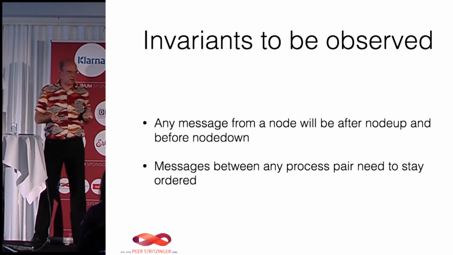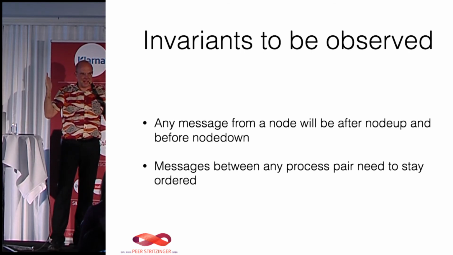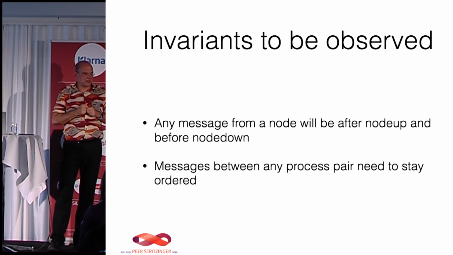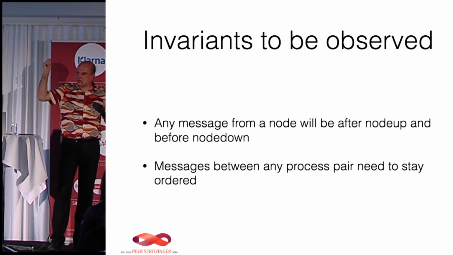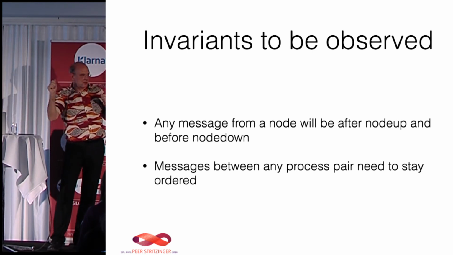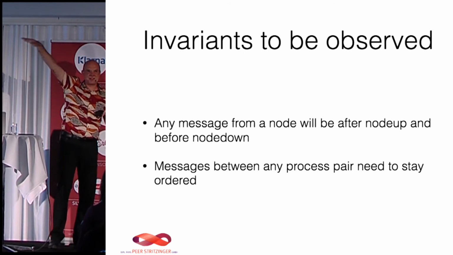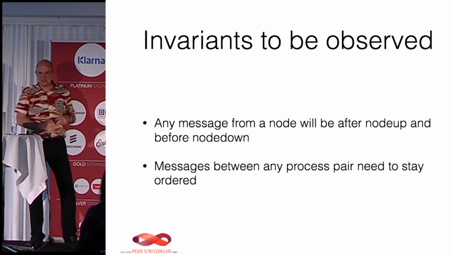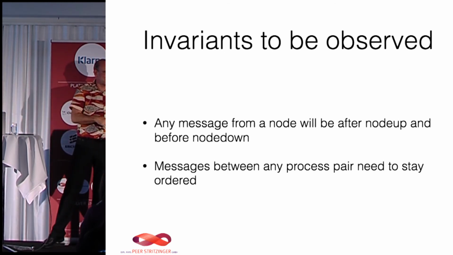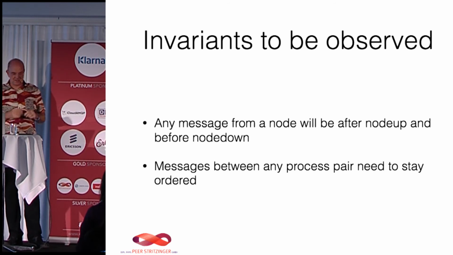So if you do node monitoring, you monitor your neighbor node or the connected node. And if you monitor the node, you get node up and node down messages. So you get information when the node comes up and when it goes down. And it's guaranteed that all messages from this node are between the node up and node down. So there's not one stray message before the first node up, and no stray messages after the last node down. So this is also something we should keep in the semantics.